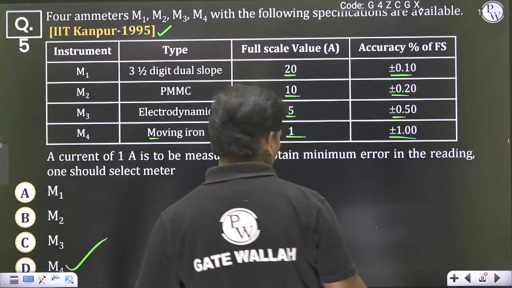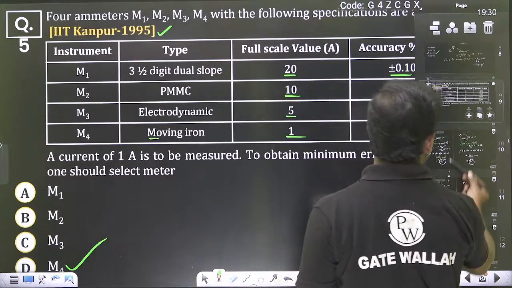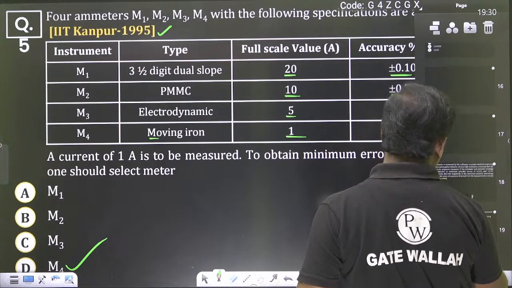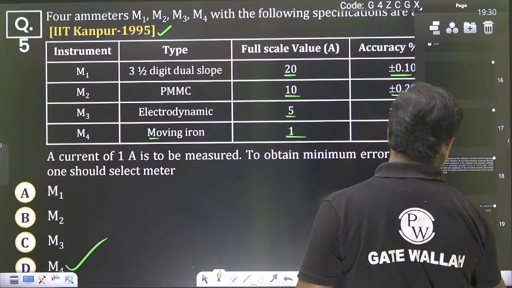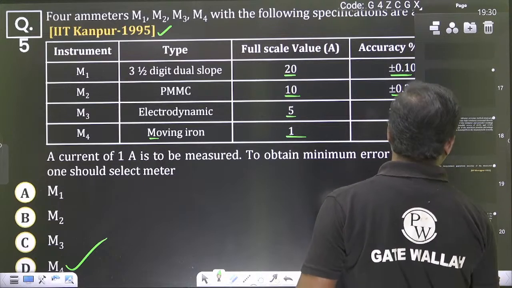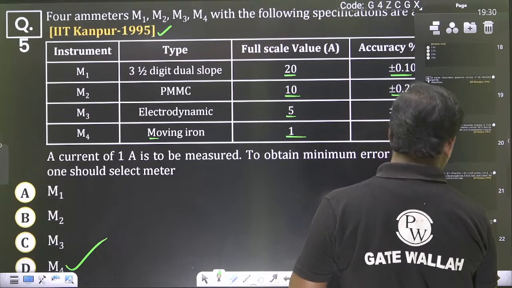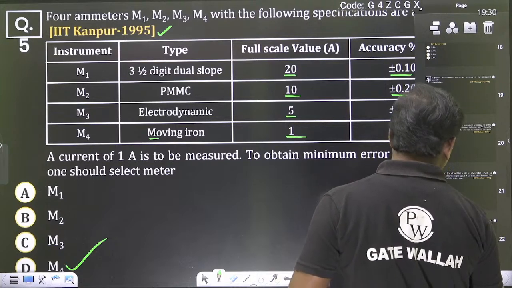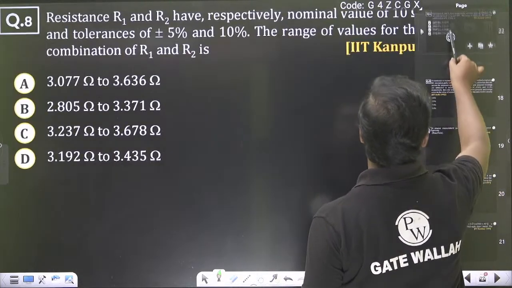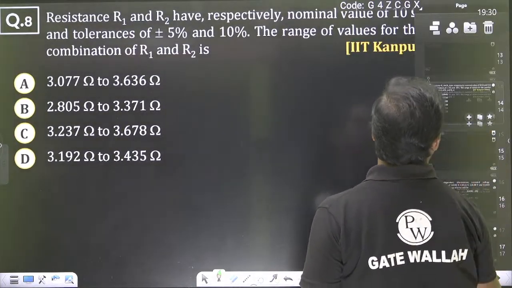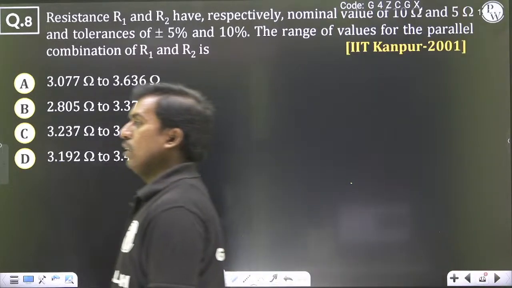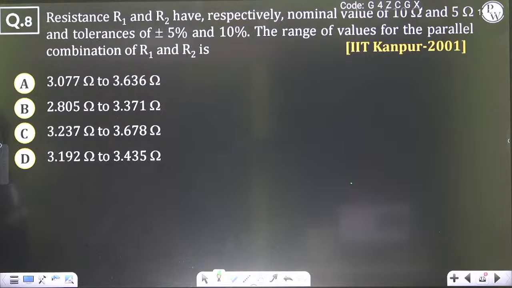Okay, so let us go for the next question. Like this, there are many possible cases in which questions came in the previous years. Okay, so now let us go for some more. See here, how to solve this question. Try to solve this question. IIT Kanpur 2001. How to solve this question?